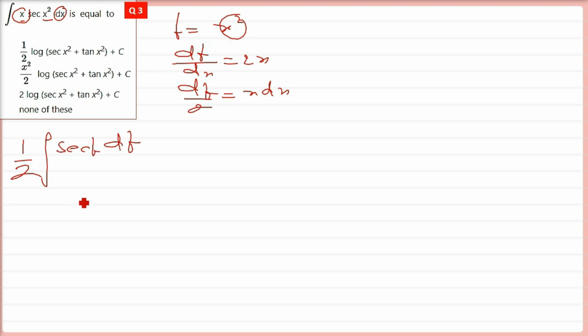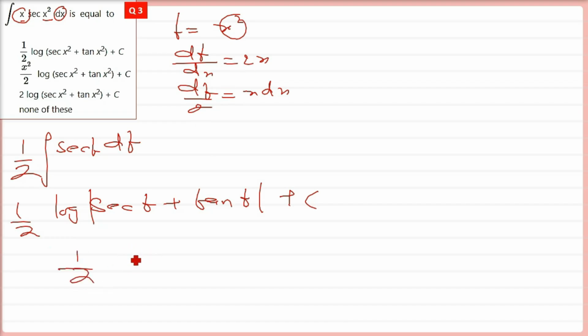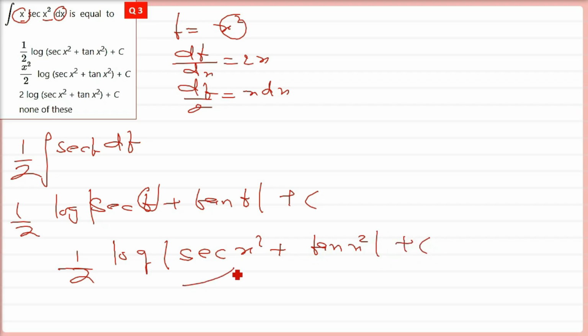So sec t. Integration of sec t we just have done. I told you log modulus of sec t plus tan t plus a constant of integration. Half remains here. Now t was taken as x square, so it will be half log modulus of sec x square, because I'm replacing t by x square. Sec x square plus tan x square plus constant of integration. This is your final result.